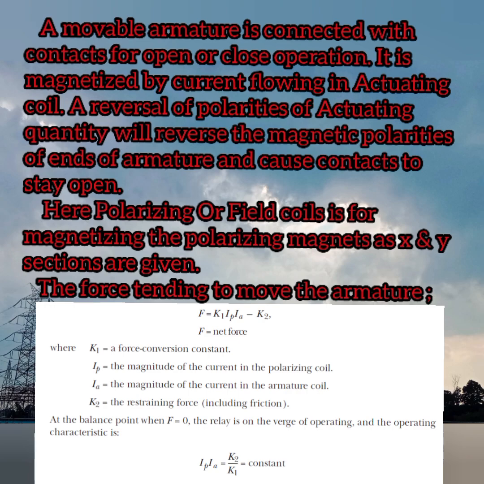So here the force tending to move the armature is expressed as F is equal to K1 into IP and IA minus K2. F is your net force, K1 is your force conversion constant, IP is the magnitude of current in the polarizing coil, and IA is the magnitude of current in the armature coil, K2 is the restraining force. Here, if the net force is equal to 0, then IP into IA is equal to K2 divided by K1.